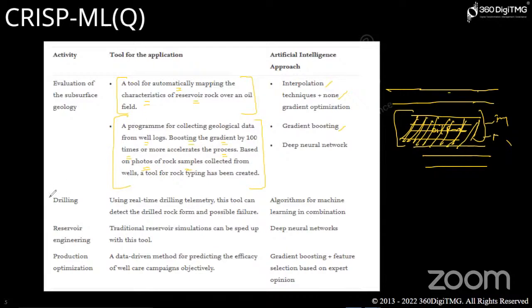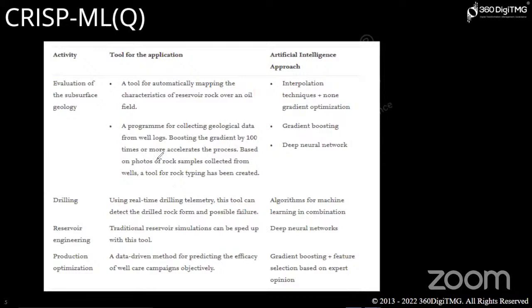In the same way, when it comes to the drilling process, here we are speaking about the evaluation of the subsurface geology. The subsurface geology is nothing but the earth crust we are speaking about. So what type of rock is present here? All these details. Based on the data that we get, we are going to do our analysis. We also use deep neural network analysis in this case. So there are different analyses you can do based on the data that we have.